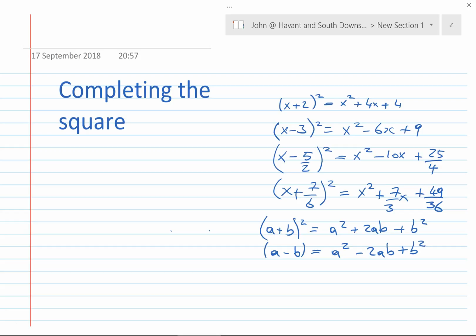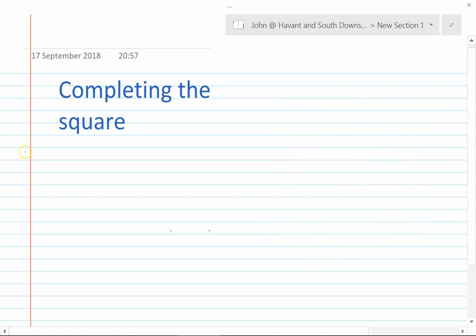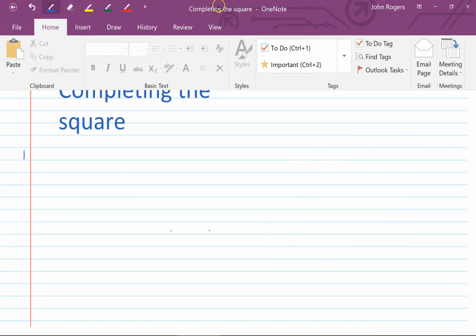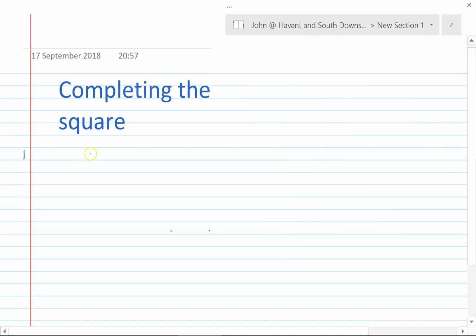Okay, so now let's do an example. Let's suppose I wanted to complete the square for something really simple like x squared plus 4x.